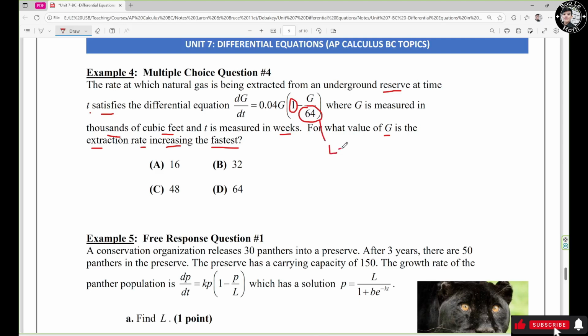So L equals 64. You're going to take L divided by 2. It's going to be 64 divided by 2. It's going to be 32. The answer must be B.